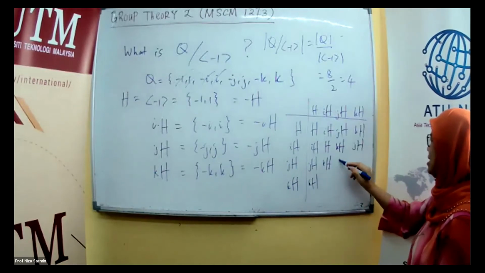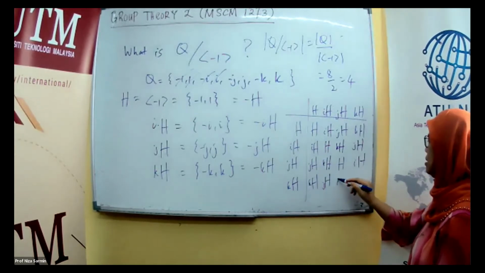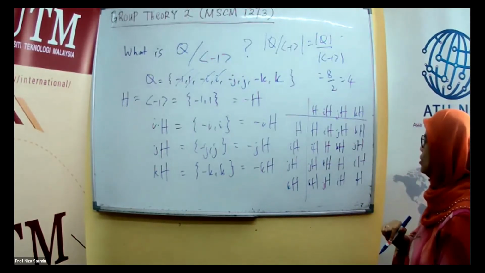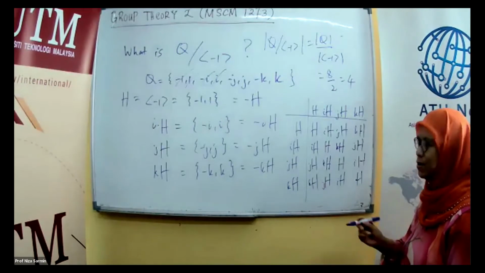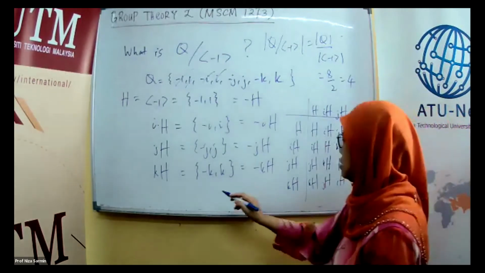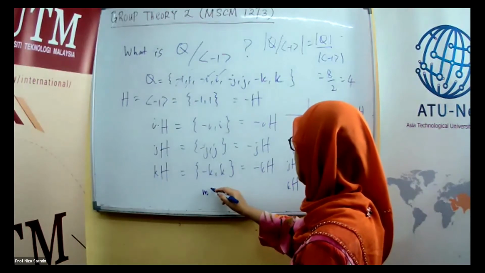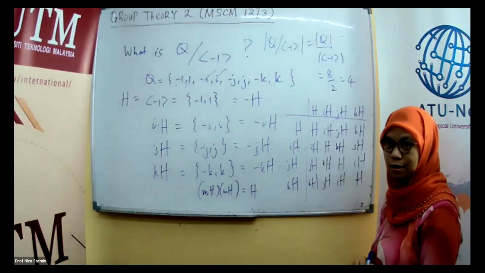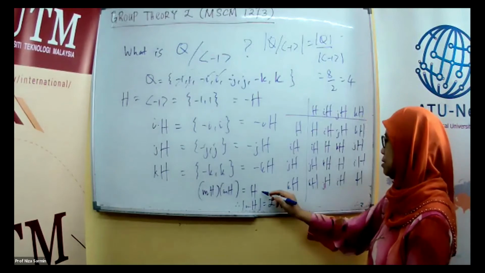JI, JJ, JK, KI, KJ, KK. Right? So you can see by the diagonal, what does it mean? It means all elements, I use all these. What? MH. MH is H. Right? So the order is 2 if M is not 1.